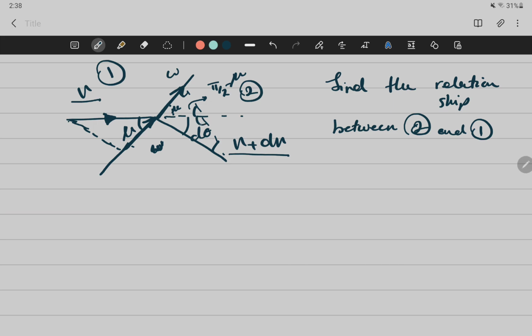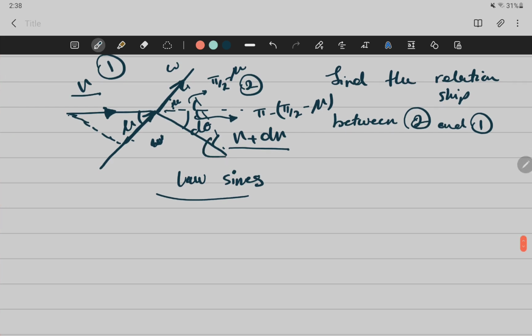But what we can do is find this angle. This angle is going to be pi minus pi over 2 minus mu, right? Can we do cosine mu over v equals cosine d theta over v? We can use the law of sines, right? Or cosines. To use the law of sines, we have to find these angles. When this is pi minus pi over 2 minus mu, then this plus this have to be pi, right? So we can find this angle to be pi over 2 minus d theta minus mu.